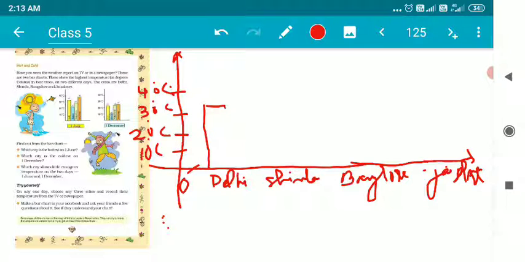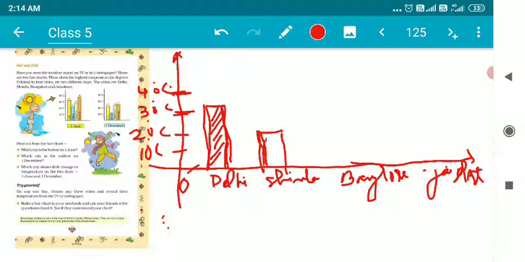So the height of this bar will reach up to 35. Okay children, 35 is lying between 30 and 40 degrees Celsius. Suppose the temperature of Shimla reaches around 23. So obviously, when we do this on a graph page, children, it already has boxes marked with specific distances. So Shimla is about 23 degrees Celsius, so it will come between 20 and 30.